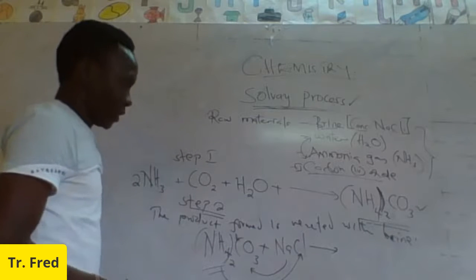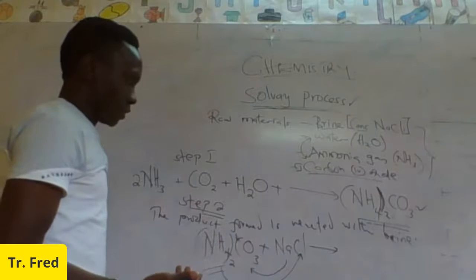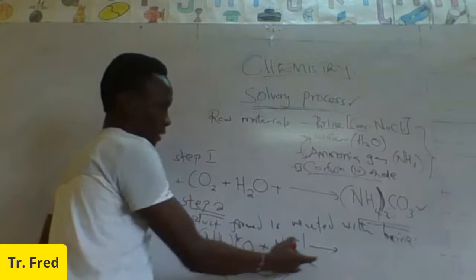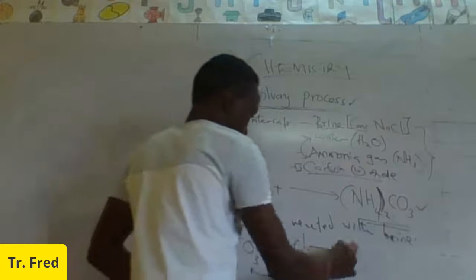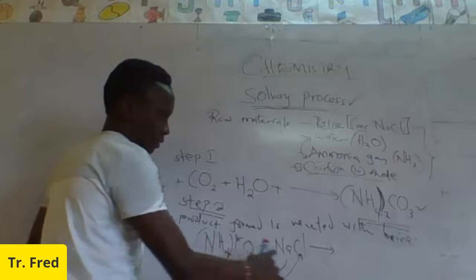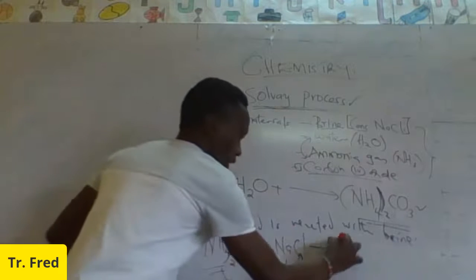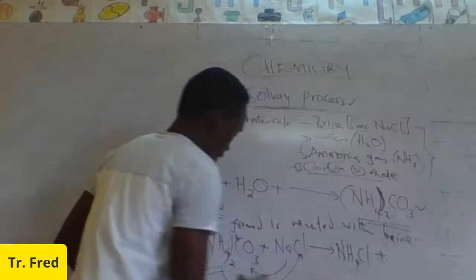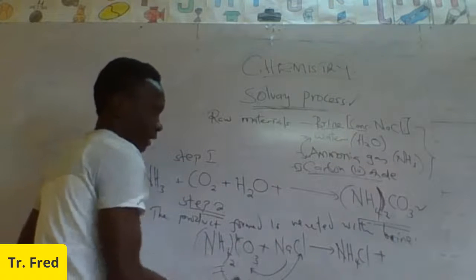So what are the products of this reaction? Remember, this is the final reaction. The products will be ammonium chloride, and the other one will be sodium hydrogen carbonate.